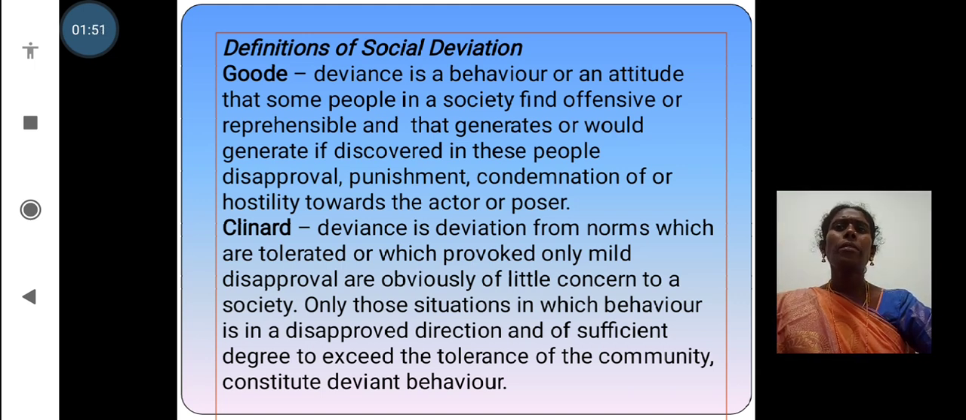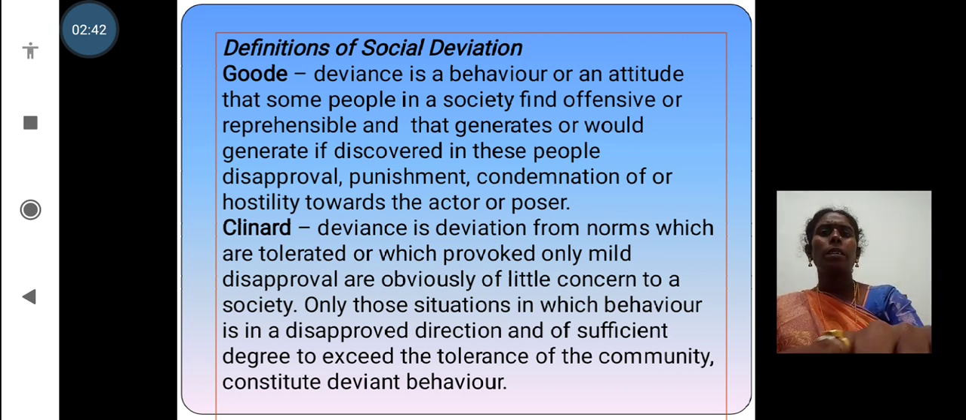Deviance is behavior or an attitude that some people in a society find offensive or reprehensible, and that generates, or would generate if discovered in these people, disapproval, punishment, condemnation of, or hostility towards the actor or possessor. Then Clinard says deviance is a deviation from norms which are tolerated or which provoke only mild disapproval, or obviously of little concern to a society. Only those situations in which behavior is in a disapproved direction and of sufficient degree to exceed the tolerance of the community constitute deviant behavior.